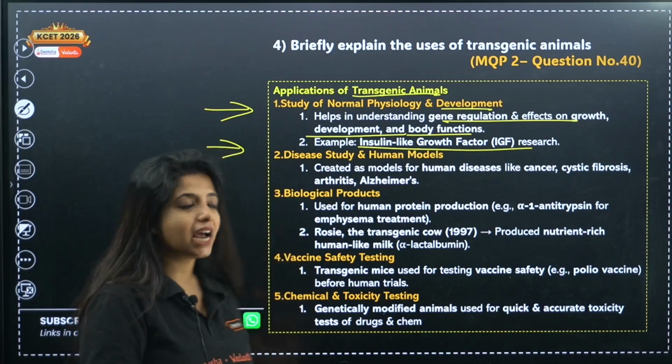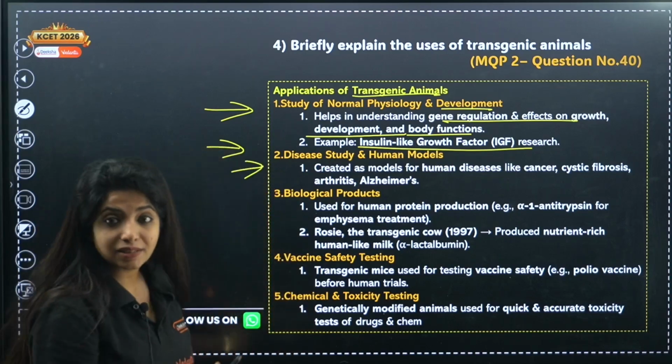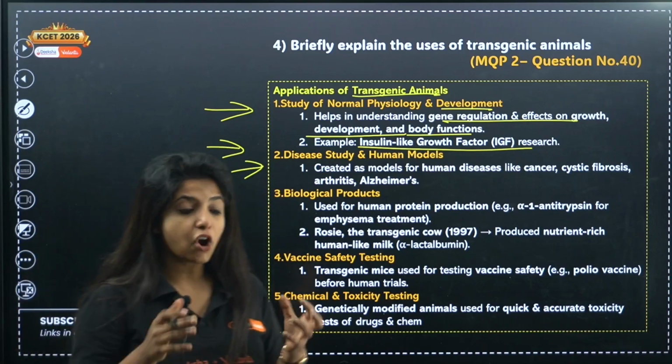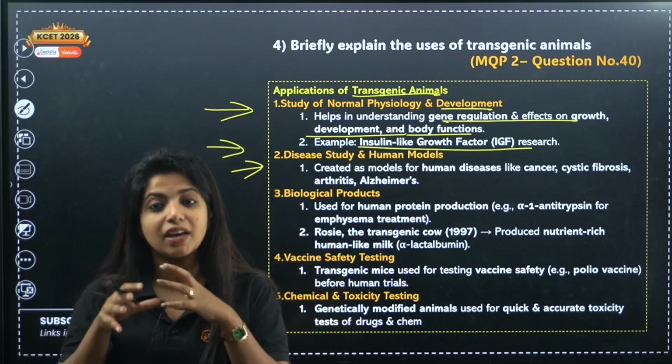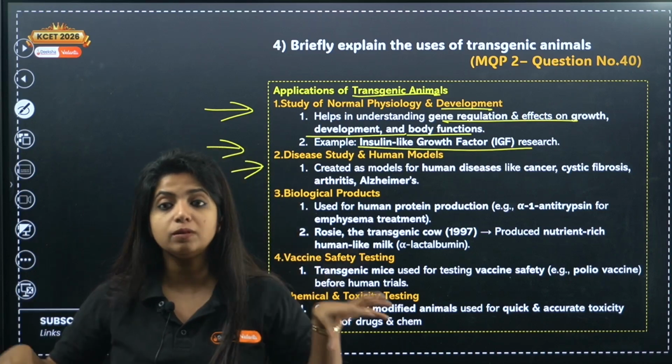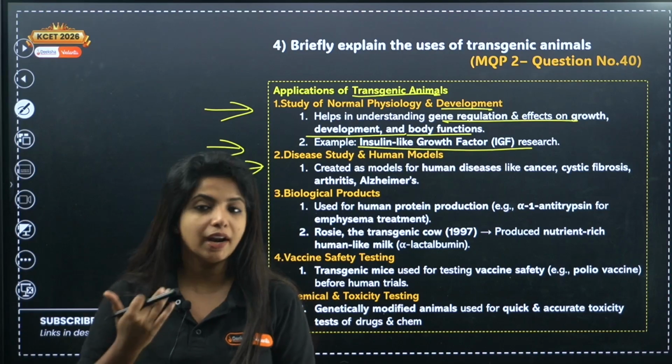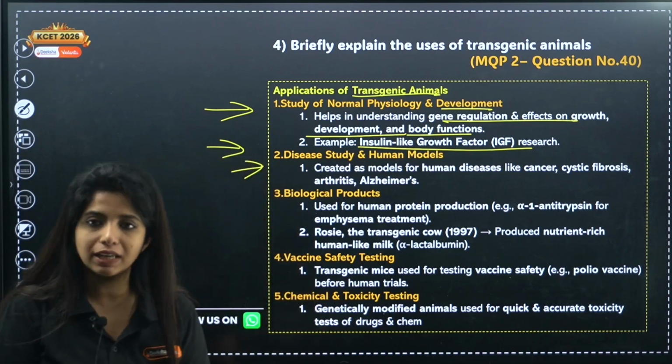So first understanding or studying the disease is better, or probably not just about drug testing, it is also more about how these diseases affect the body, what all are the problems that are being caused in the body. So that is also being studied with the help of transgenic animals.